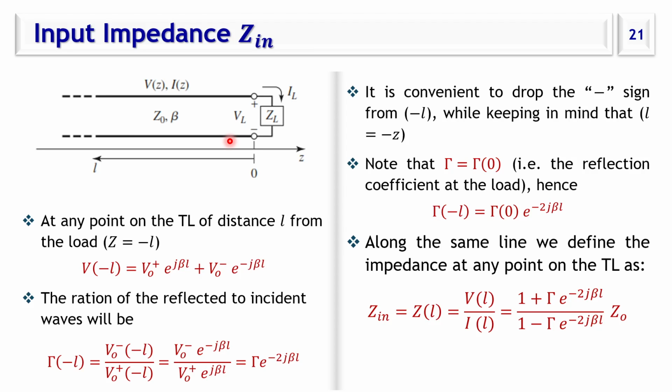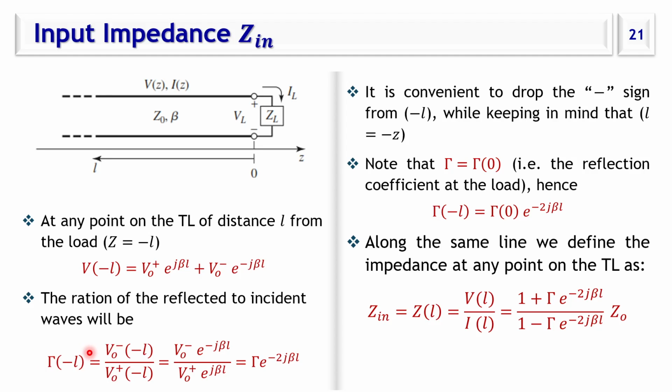So if we write the expression for total voltage, again, the load is at 0. All of this is the negative L. If we write the expression for the voltage at any point that is L distance from the load, and divide by the current at distance L from the load, and just do the math, it will equal (1 plus gamma e to the minus j beta L) divided by (1 minus gamma e to the minus j beta L), multiplied by Z naught.